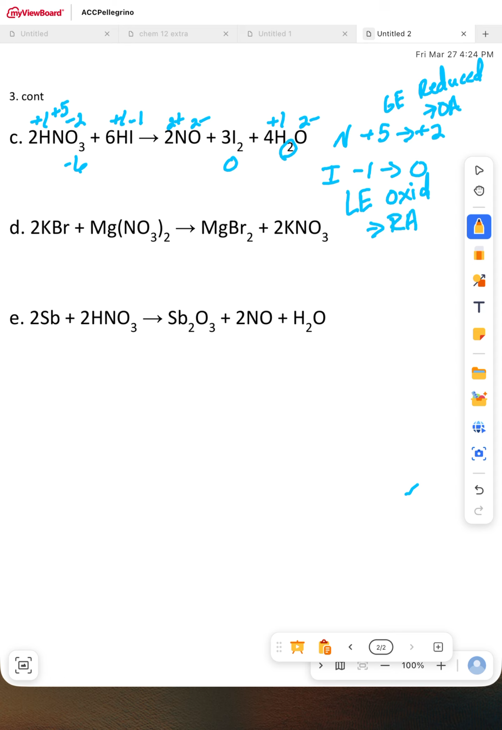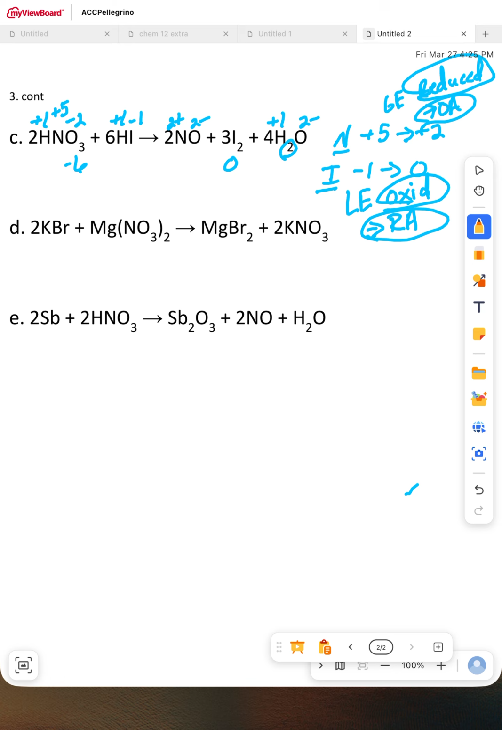So the answer for C is yes, it's a redox reaction. The nitrogen was reduced, and it's an oxidizing agent. The iodine was oxidized, and it's the reducing agent. That's how you would write that out if you were doing your homework.